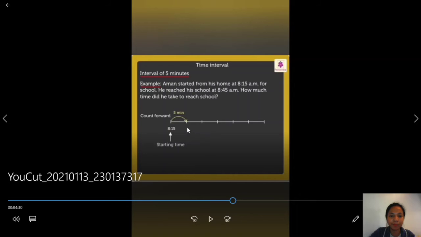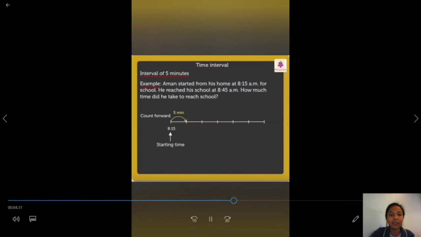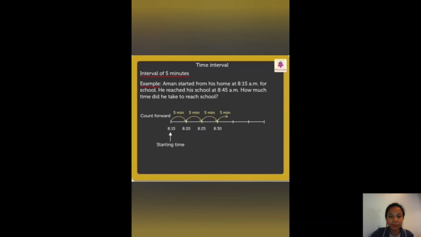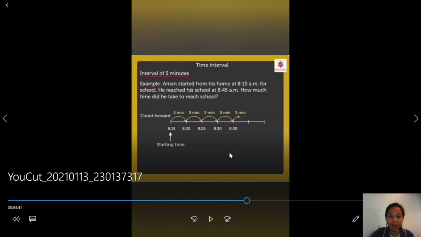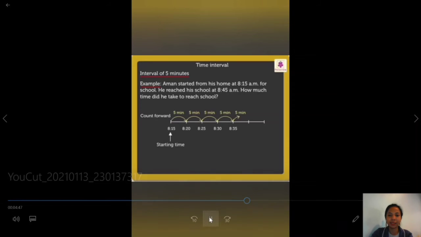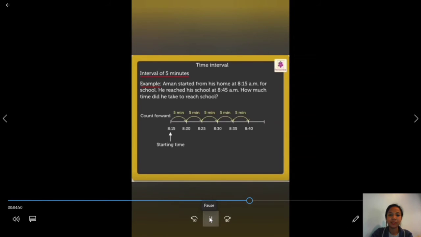So what time is it now? 5 minutes, it's 8:20. Next, another 5 minutes, it's 8:25. What about another 5 minutes? It's 8:30. Next, another 5 minutes, it's 8:35. If we add another 5 minutes, it's 8:40. Another 5 minutes, so it's 8:45.